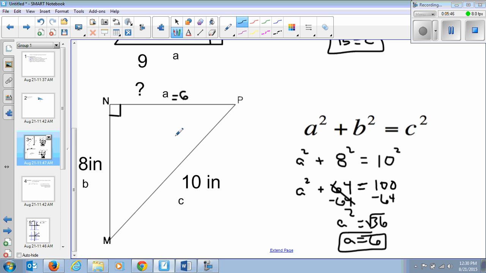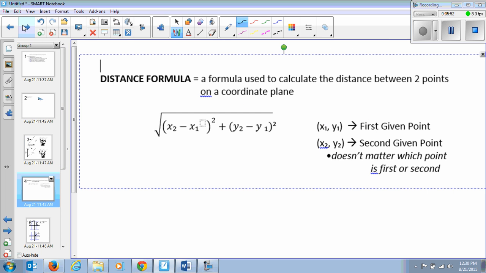So that's the Pythagorean theorem. Just remember, the hypotenuse must always be your c. Now we get to the distance formula. This is the formula. It's boring, I know. x2 minus x1 squared plus y2 minus y1 squared.